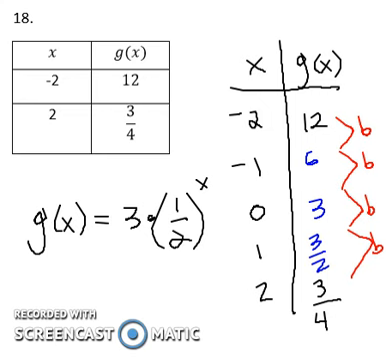Now, because when we are going up with x, we are going down with y, this is a decay function. As we increase for x, we decrease for y. This is known as a decay function. Let's move on to our next question.